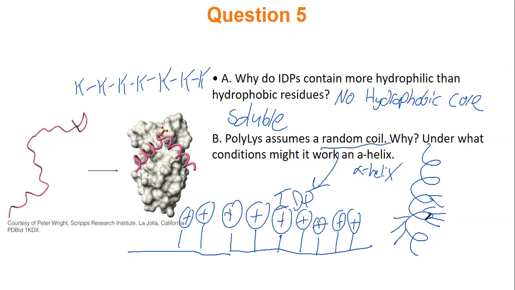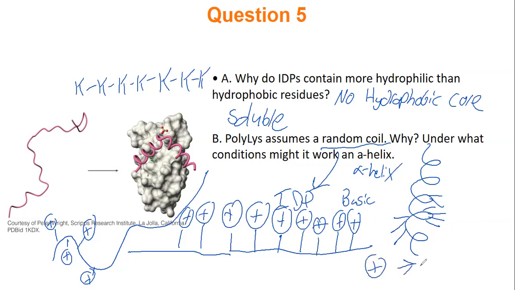Positive charges don't want to be near each other. So if you're in an IDP and you're like wet spaghetti, you can be in such a way where your side chains aren't interacting with each other. They're just going to be spaced out, while you can't be spaced out on an alpha helix. But if I'm in basic conditions, my positive charges become neutral. And if I just have neutral amino acids, that's more likely to be an alpha helix. So the answer is neutral.